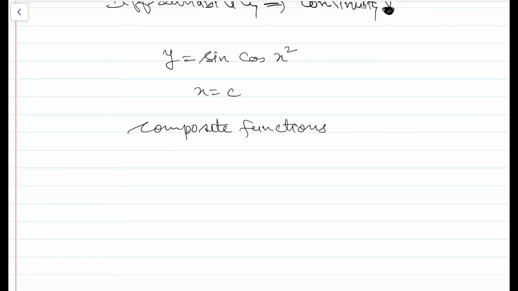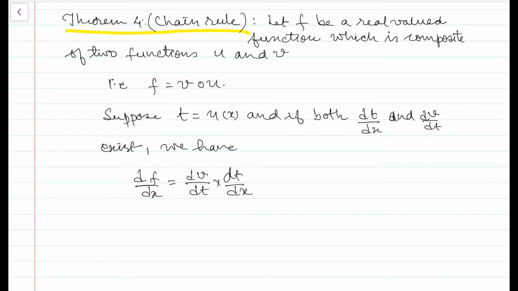In our next theorem, we'll learn how to find the derivative of a composite function. Theorem number 4, it is also called chain rule. Theorem 4, chain rule. Let f be a real valued function of two functions u and v, that is f equal to v of u.